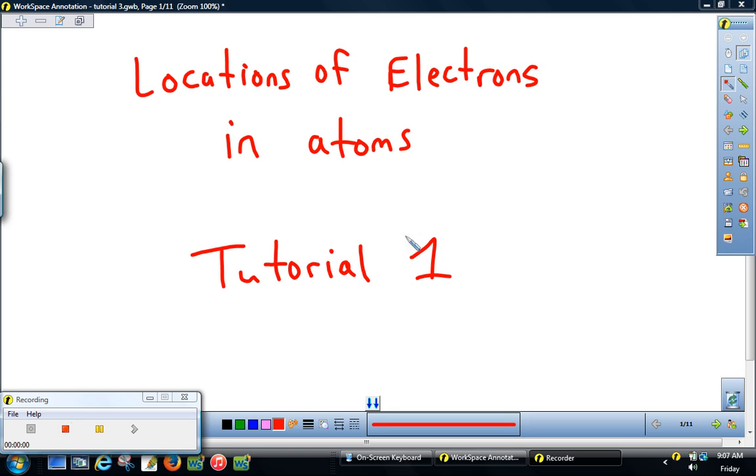I want to talk to you today about the electron and where the electrons are found within the atom. This is the first of 3 or 4 different tutorials in which we'll learn about electron configurations, learn about the orbital diagrams and how the energy levels are broken up further into sublevels, and just the whole quantum mechanical model of the atom.